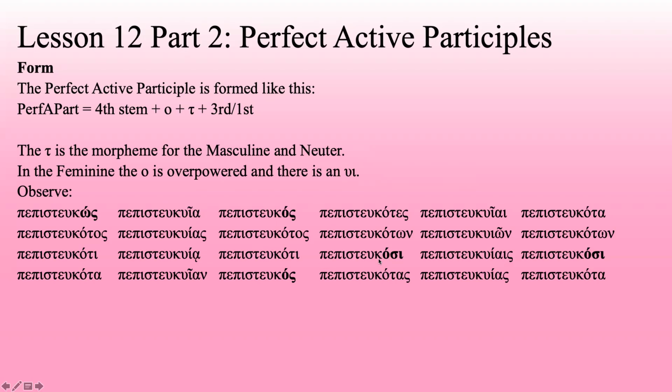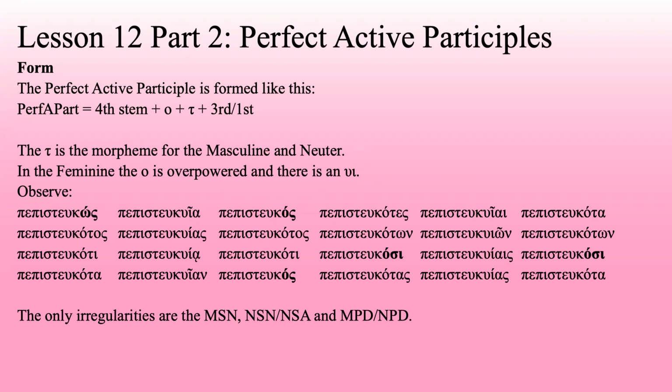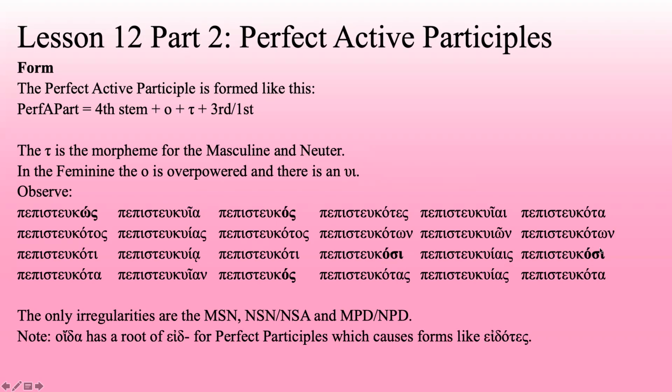And we've got pepisteuk going on here, so this should be easy enough to recognize. It just isn't quite what we would have anticipated to try to produce this, but we don't have to produce it. The only irregularities are these ones that are bolded here. Note, oida has a root of eid for the perfect participles, which causes forms like eidos. Eidos would be this first form up here, and then following the rest all the way through. But it has that eiduia kind of form if it's feminine.